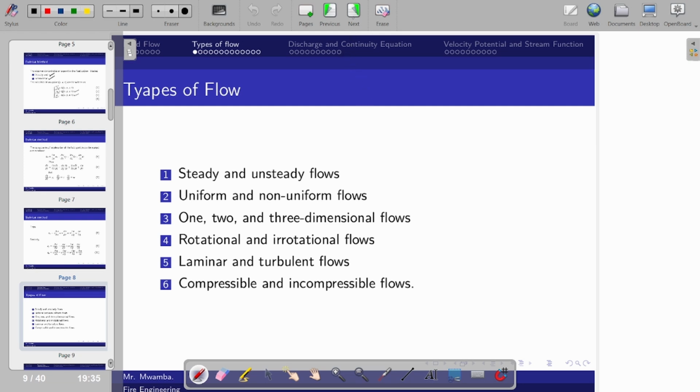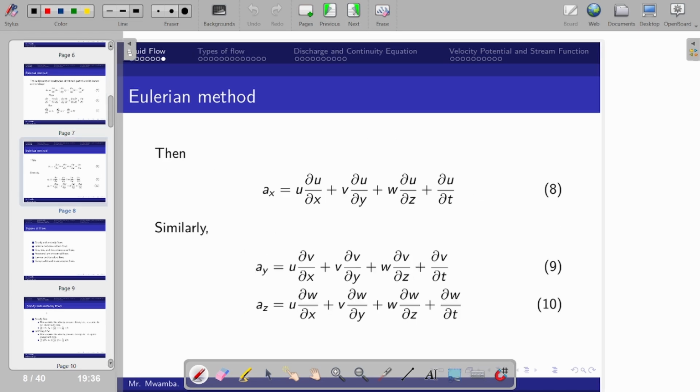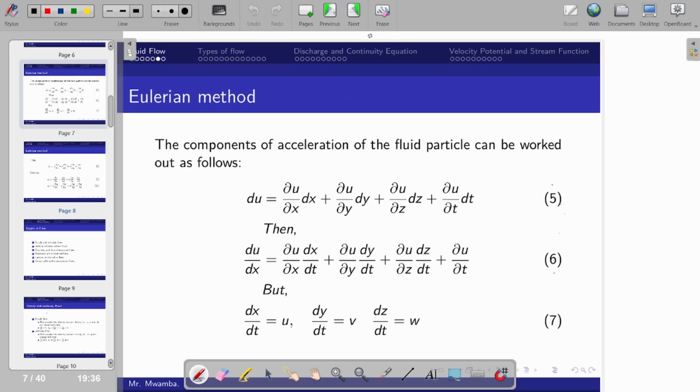If I may ask, can anyone say something about any one of these flows? Okay, let's go to the steady flow. In a steady flow, the flow variables such as the velocity, acceleration, pressure, density at a point do not change with time. So let's go back to this page here where I was.